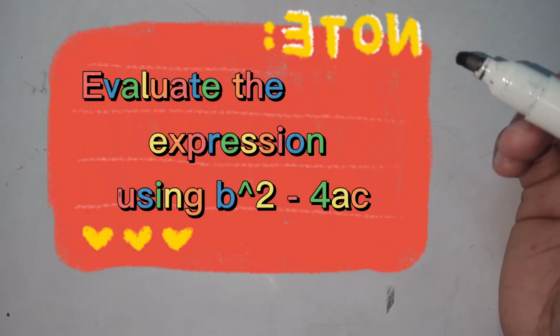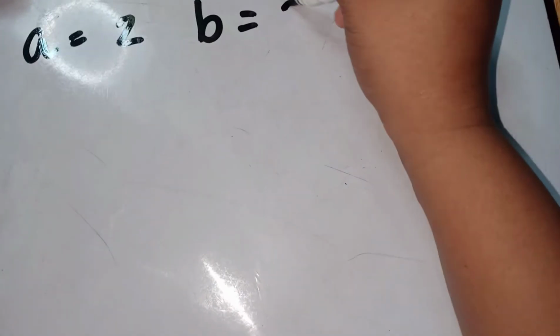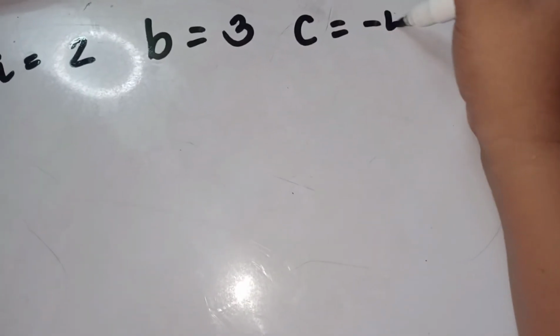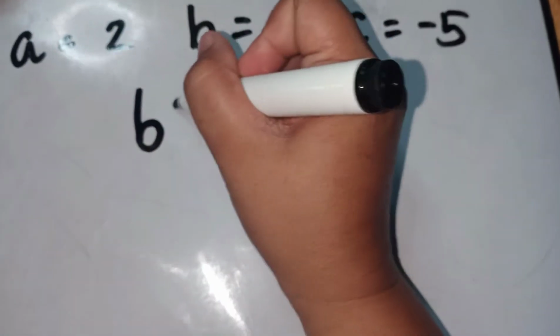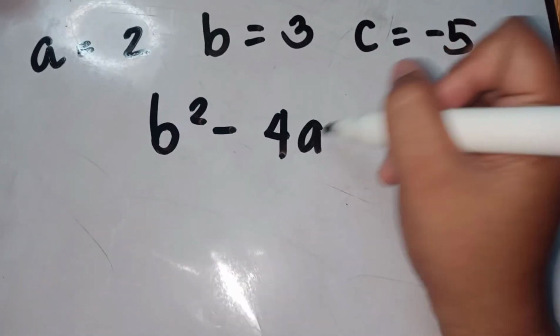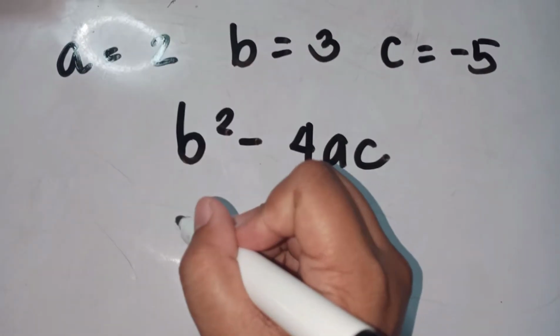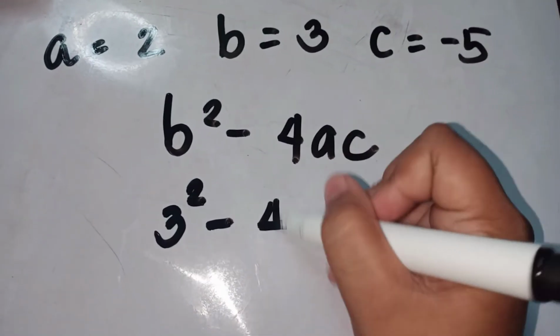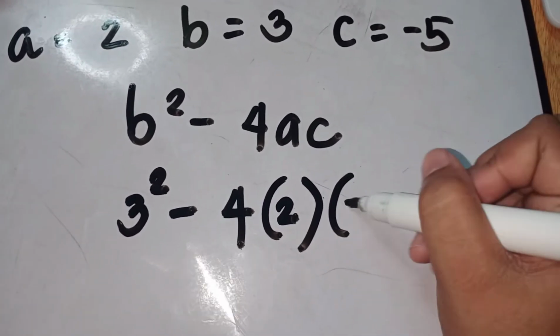Let's evaluate the expression using the discriminant formula b squared minus 4ac, given the values a, b, and c. For example, a is equal to 2, b is equal to 3, and c is equal to negative 5. Find the value of the discriminant. The formula for the discriminant is b squared minus 4ac, so just substitute the values. What is b? That is 3 squared minus 4 multiplied by 2. The value of a is 2 and the value of c is negative 5.